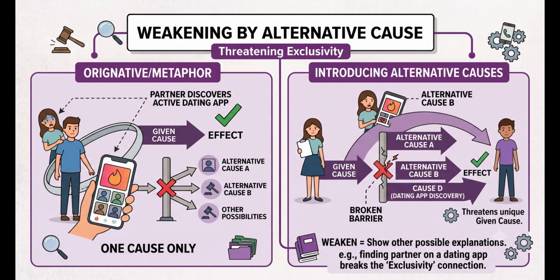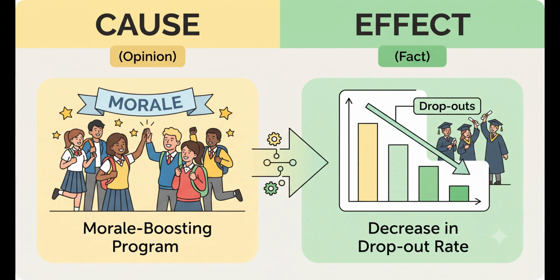Remember that weaken is about raising the possibility of alternative causes that could threaten the sense of exclusivity. For example, discovering your partner is on Tinder or Grindr. Here, the cause is the morale-boosting program, and the effect is the decrease in dropout rate.